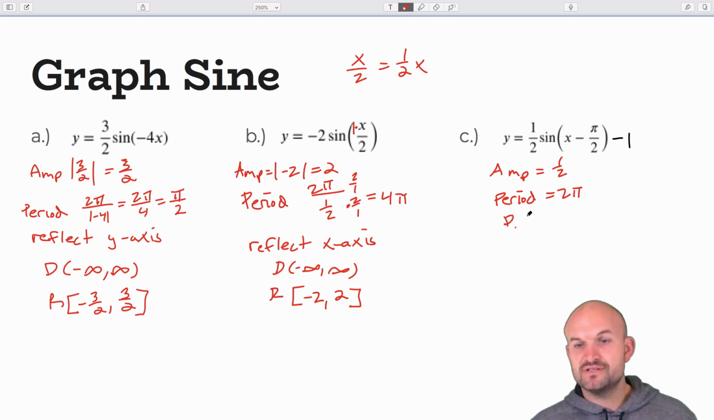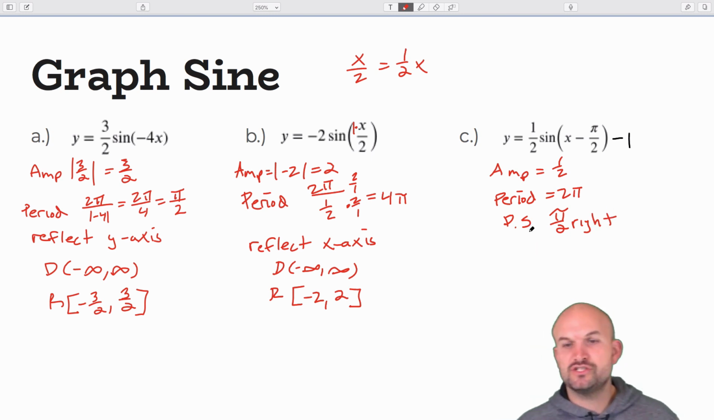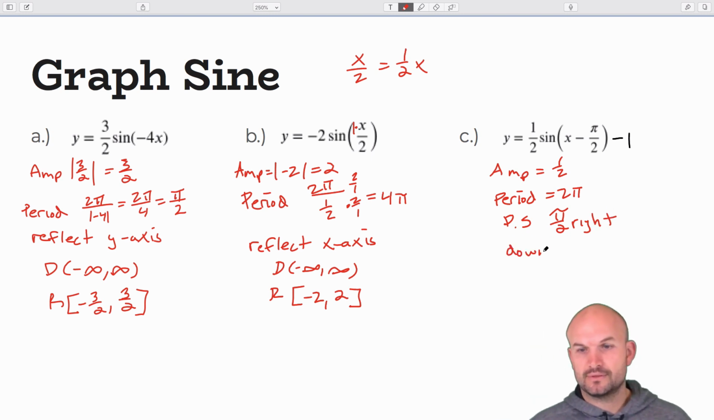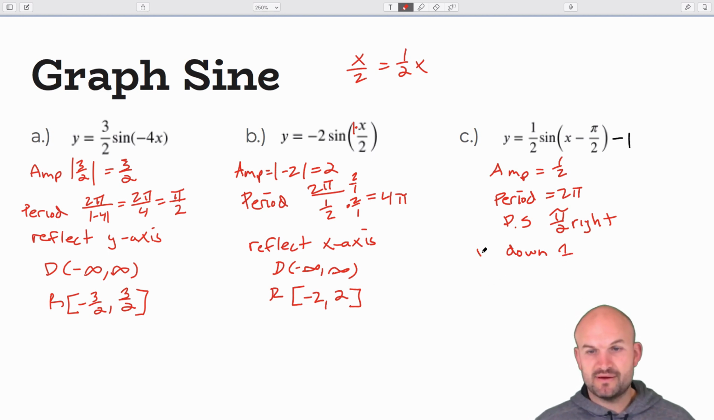We do have a phase shift. We are shifting the graph pi halves to the right. All right, and we are shifting down 1. Now, as far as my domain, again, that's my vertical transformation. So my domain is still the same, right?